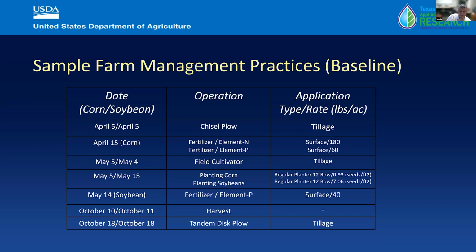And October 10th is going to harvest corn, October 11 harvest soybean, and October 18, which is going to be tandem disc plow. So it's a kind of high-till practice that the farmer is doing currently, and we're going to see what we're going to do next.